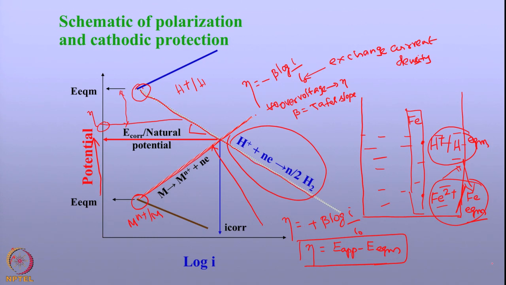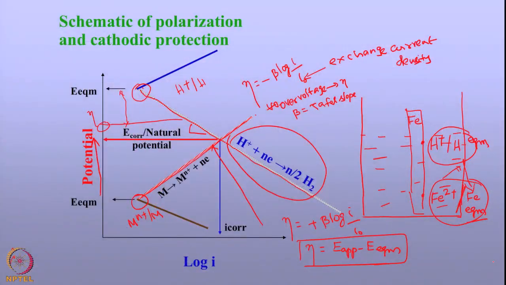So, there is a clear relationship between potential and the current in the electrochemical corrosion process of metals. And these governing equations, unfortunately, we can't discuss in much detail, it is out of the scope of this course, but for those who are interested, I would recommend that you read further. But let us come back to this diagram. What are the implications of this?